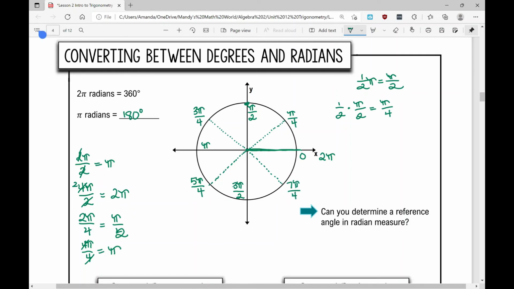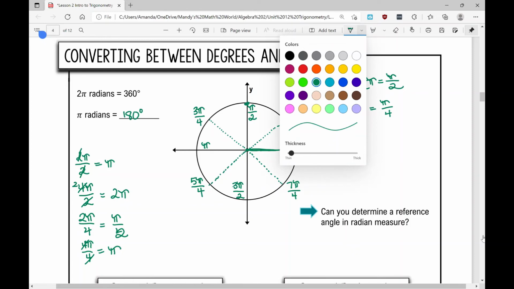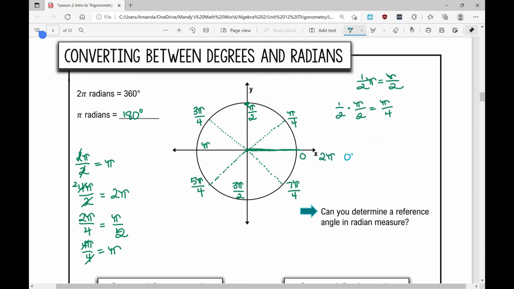And we'll get into this more in tomorrow's lesson, but this is how I'm breaking up the measures on this circle, which we're so used to showing in degrees. Remember, in degrees, I have 0 degrees over here. I go up, I have 90 degrees.